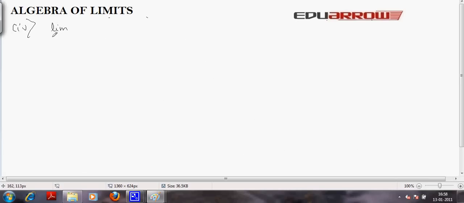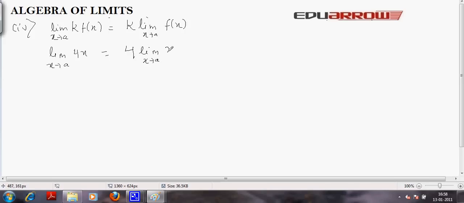Next result is the fourth. If limit x tends to a k f(x), where k is some constant, then we can write this like this, taking the constant outside the limit and applying the limit on the function separately. For example, suppose we have a function like this, 4x. So we can write this like this, taking 4 out of the limit, then limit x tends to a of x.